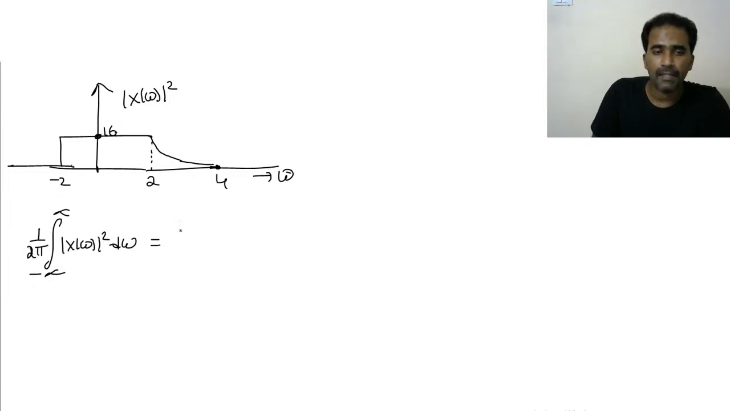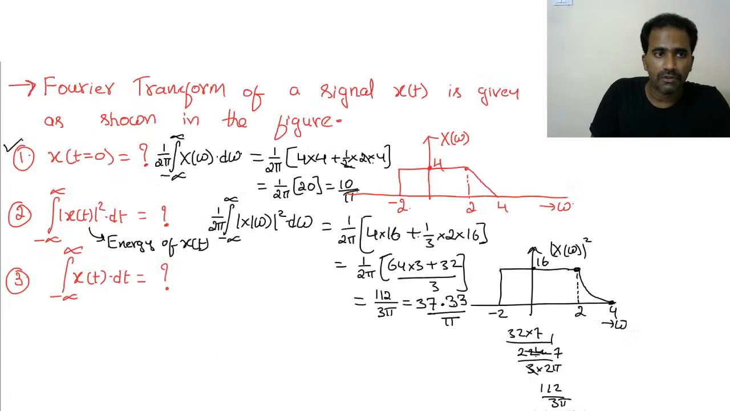Okay, right. So first of all, you should write the equation for x of omega. The basic way of integration is first write the equation for x of omega. The equation is 4 for minus 2 less than omega less than 2. For the region between minus 2 to plus 2, the equation is 4. And what is the equation from 2 to 4? Anyone? 2 less than omega less than 4.